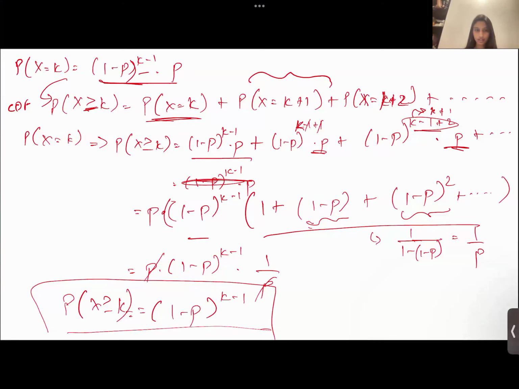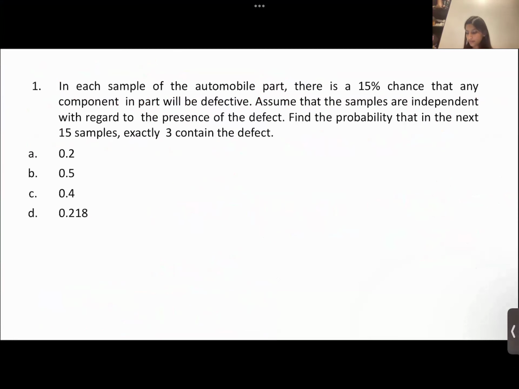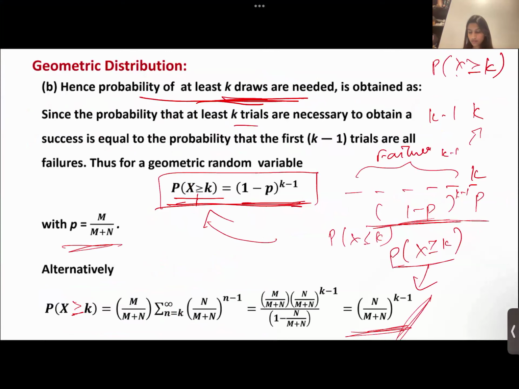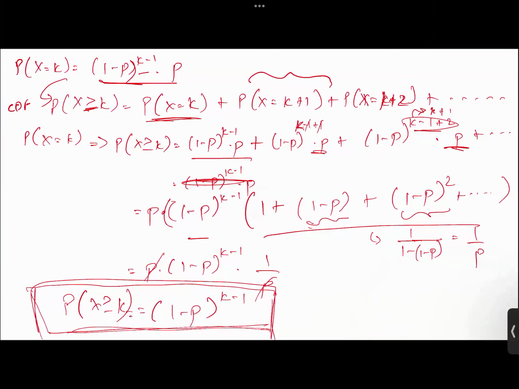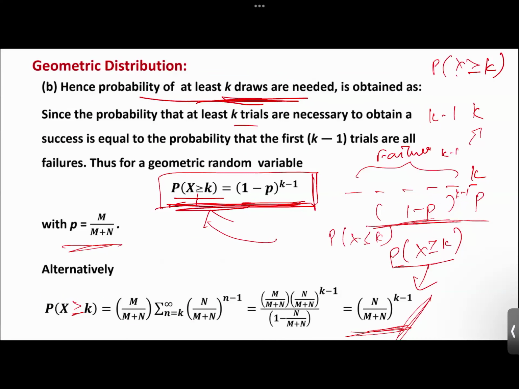So yeah, I hope this was clear. It is (1 minus p) whole power k minus 1 into p, or no, it's just this. So for k, x is greater than or equal to k, it's just (1 minus p) power k minus 1. It only is that. So, okay. Understood. Thank you.